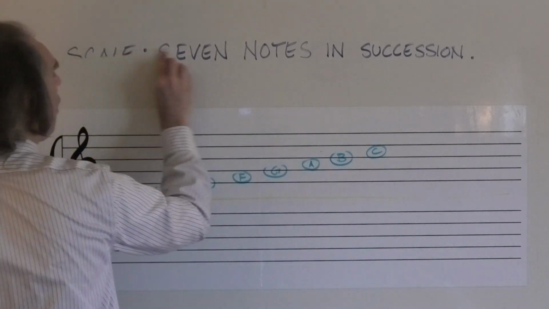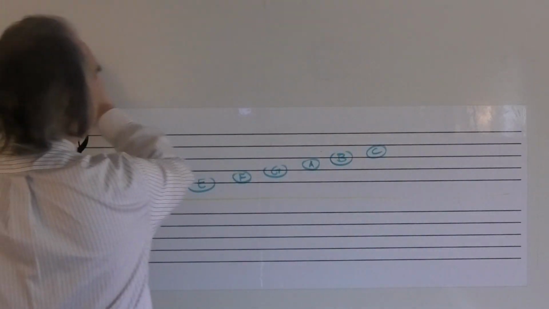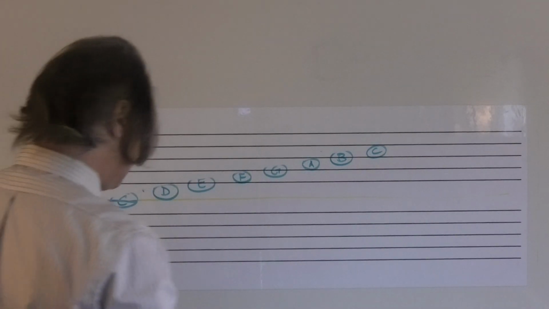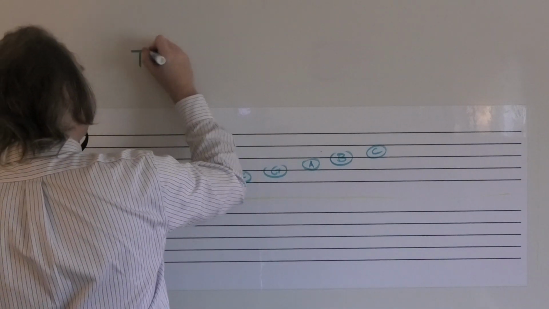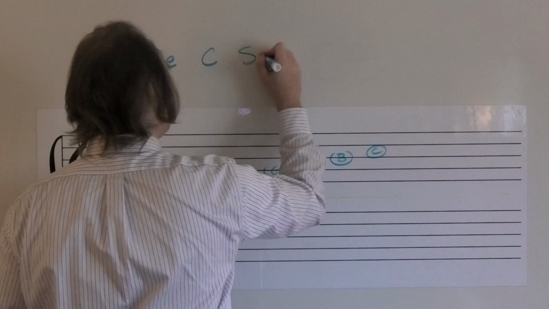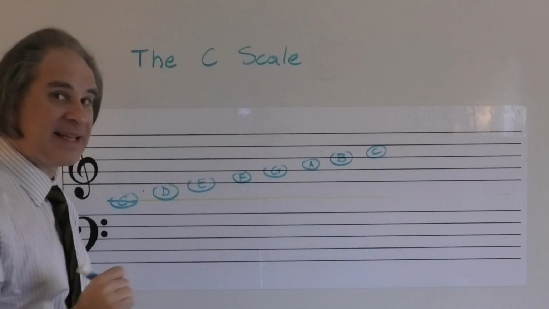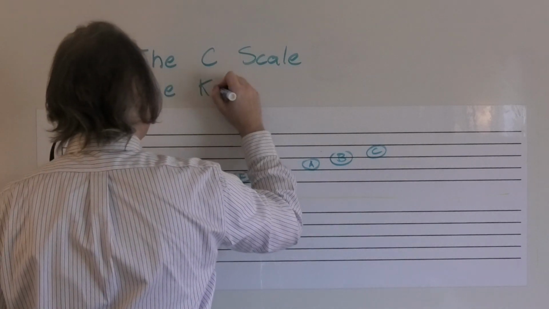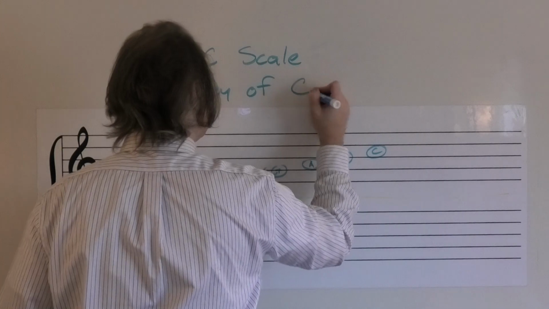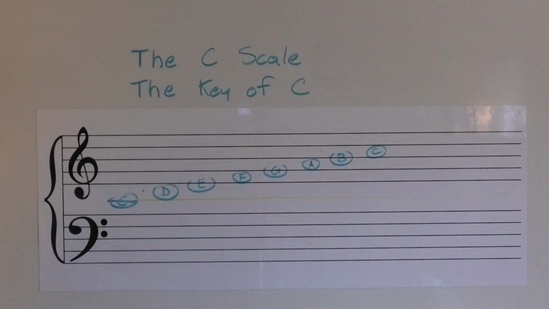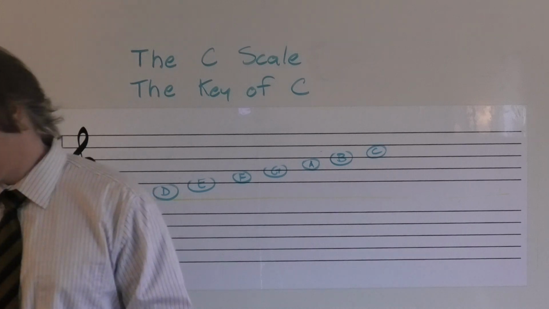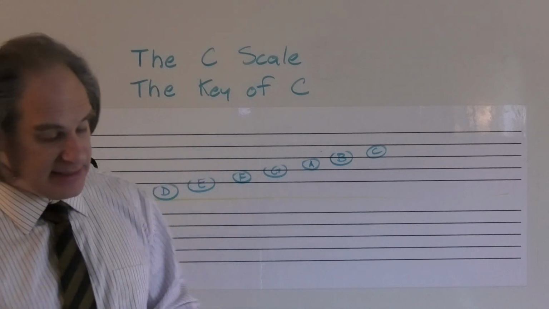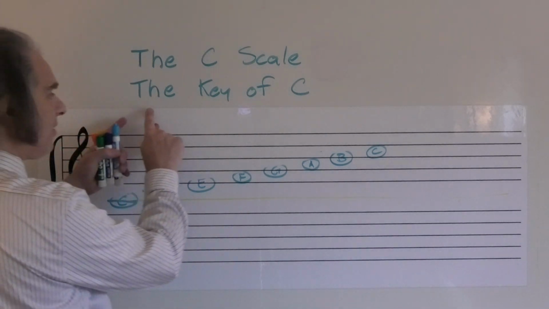Now there's 2 names for just about everything in music. So you can call that the C scale, and you can also call it the key of C. It's the same thing. Has 2 different names, but it's the same thing. So let's write down, I know you already have this, the C scale, or we can say the key of C. The key of C. So if I say play the key of C, you'll play this. It's the same as the C scale. So write down the key of C.